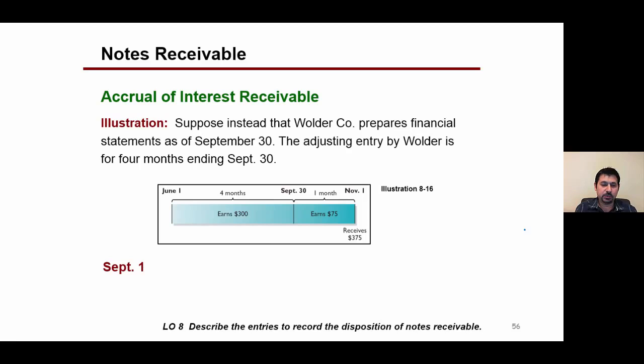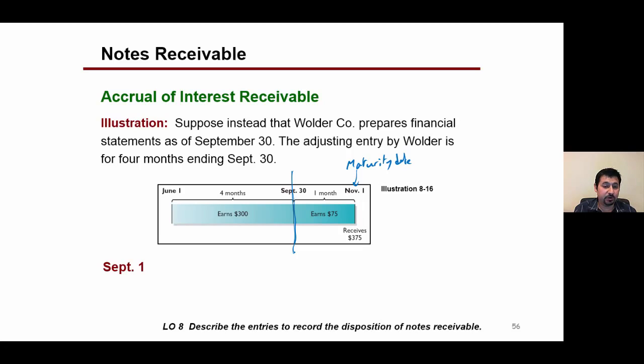Now, suppose instead that Walder Company prepares financial statements as of September 30th. The adjusting entry by Walder is for 4 months ending September 30th. So this is where the company closes their books and prepares financial statements, and this is the maturity date. Remember, notes receivable will only be paid on the maturity date. So on this day, the company will not receive any cash.